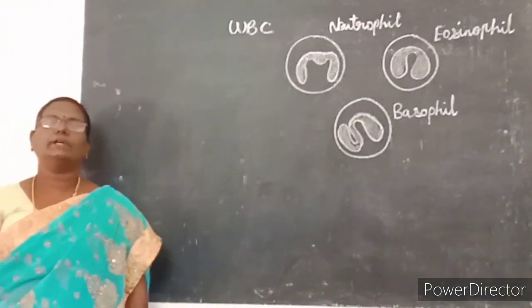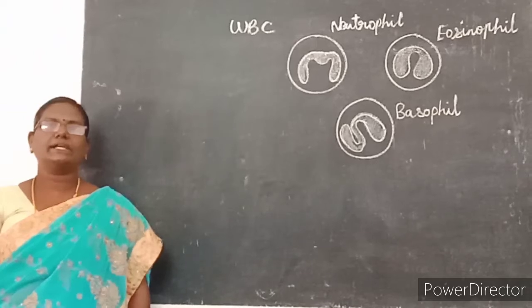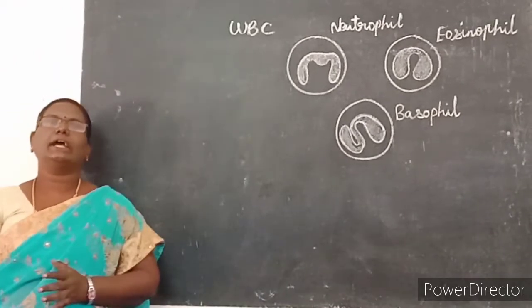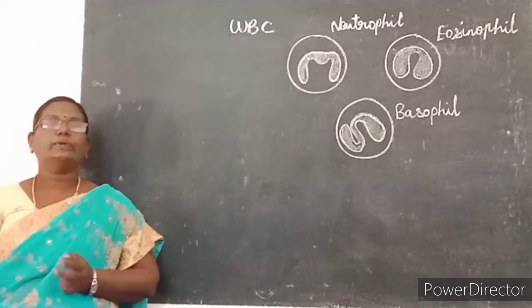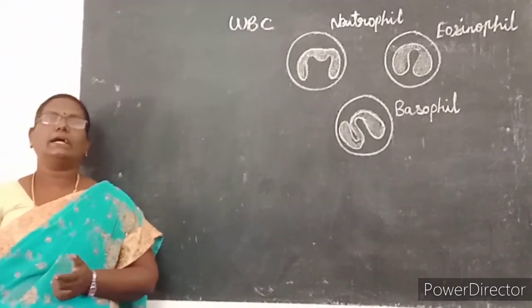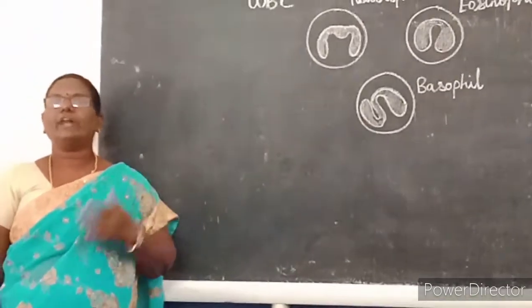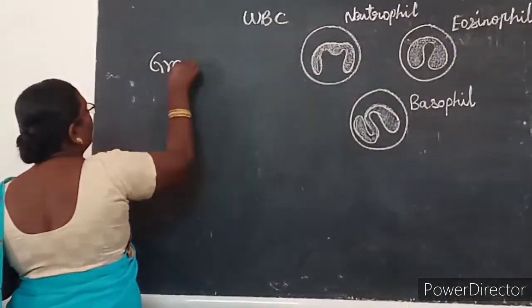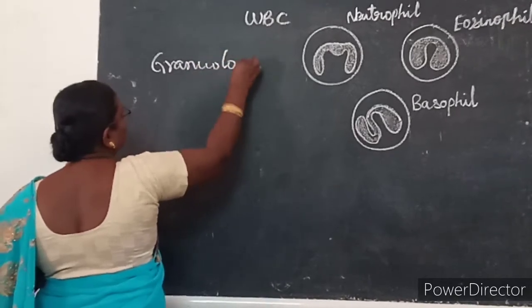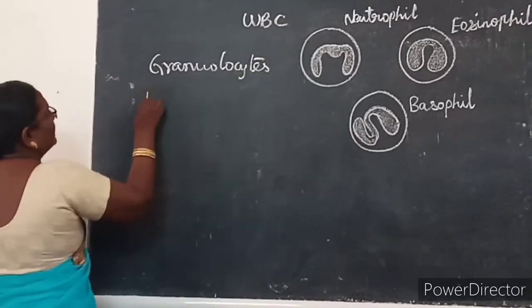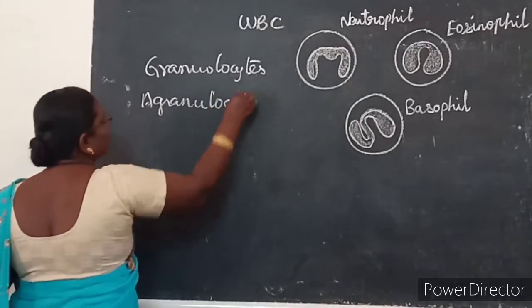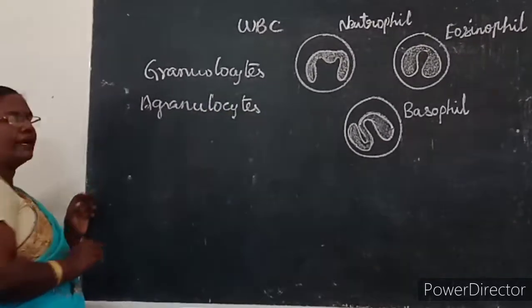Next we learn about the white blood corpuscles or WBC cells. These WBC cells are amoeboid, with a nucleus, and colorless. There are two types of WBC cells. What are the types of WBC cells? Granulocytes and agranulocytes, based on the presence or absence of granules in the cytoplasm.